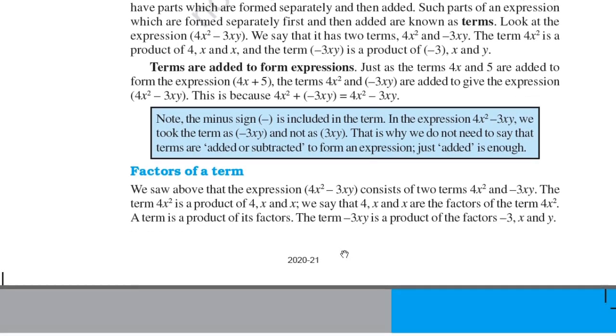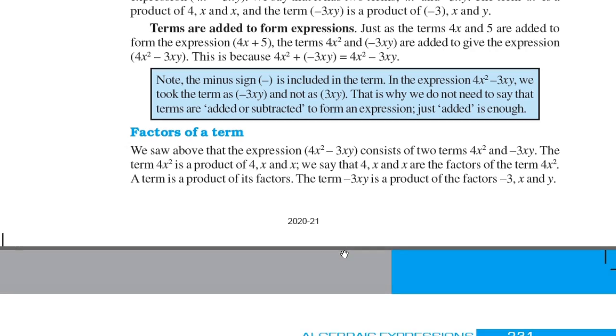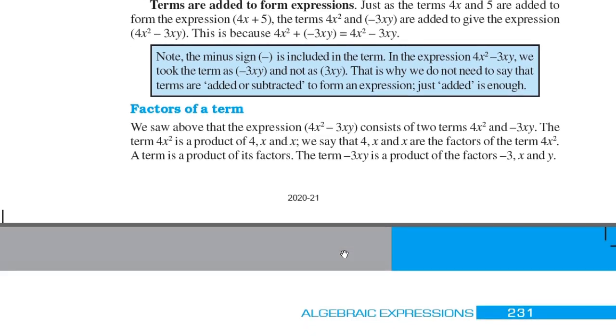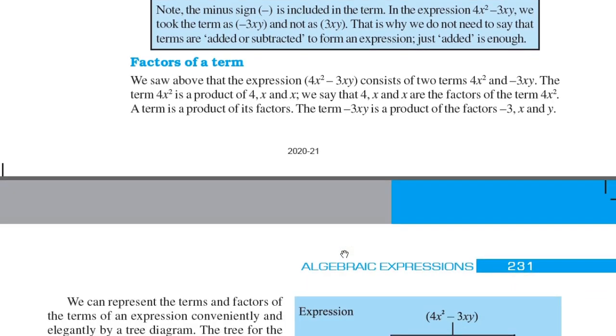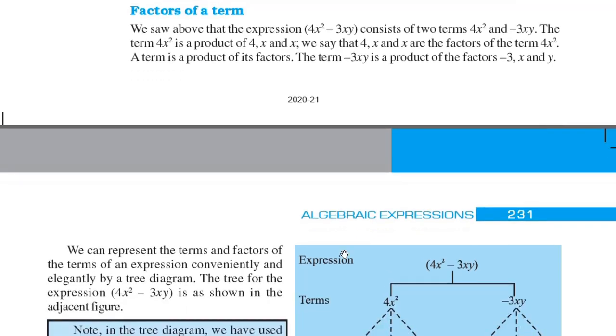Factors of a term. We saw above that the expression 4x square minus 3xy consists of two terms, 4x square and minus 3xy. The term 4x square is a product of 4x and x, and we can say that 4x and x are the factors of the term 4x square. A term is a product of its factors. The term minus 3xy is a product of the factors minus 3x and y.